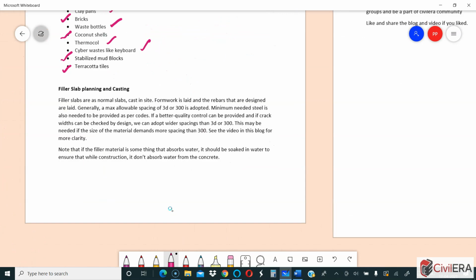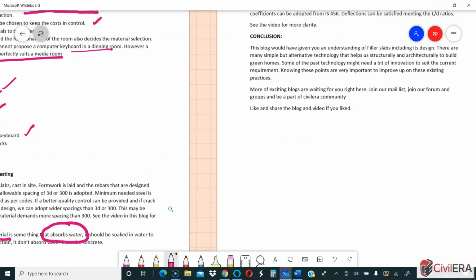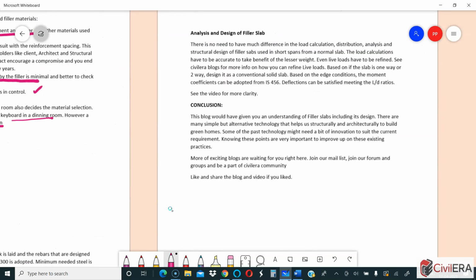And also note that the filler material is something that absorbs water in most cases, and it should be soaked in water to ensure that during construction it doesn't absorb water. So that's all very important. And if you stick to the design and the construction good practices, then you will have a very good filler slab executed, and that will be a really good home to live in.